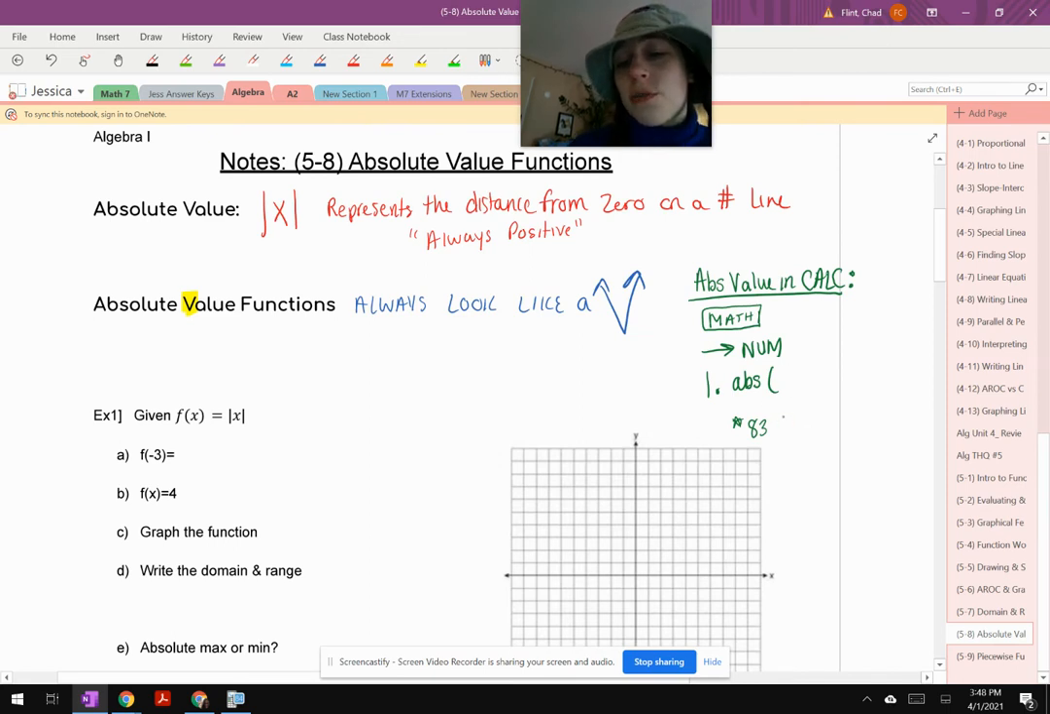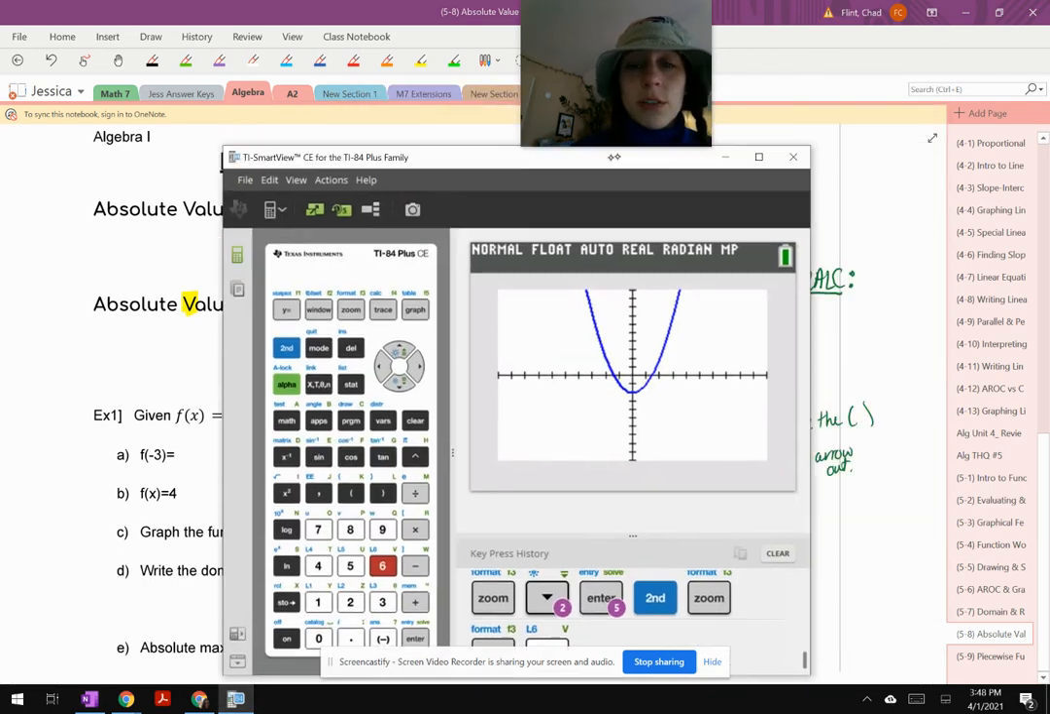If you're using the 83, make sure you close the parentheses. And if you're using the 84, make sure you arrow over. Boom. And I'll just show you that really quick on the calculator.